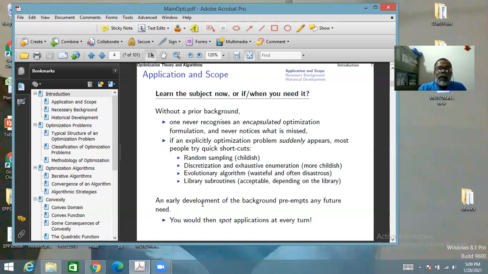So the best thing is to make an early development of the background that will preempt any future need. In that case, whenever you come across a problem, you will spot it. Okay, that yes, there is a good formulation there. Once you make the formulation, you can then revise the methods once more, the methods that you learned earlier, and then make a good job at solving it. Okay.